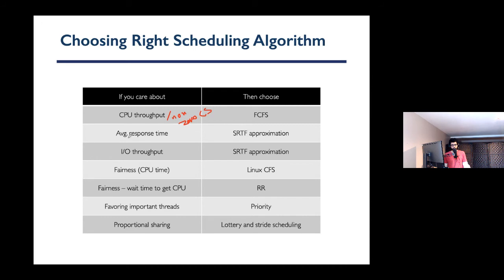Now, if you want to minimize average response time, you can use SRTF. If you care about I/O, as we saw in that example, you still can do SRTF. If fairness is what you care about, what we saw, weighted max-min fairness is the way to go.